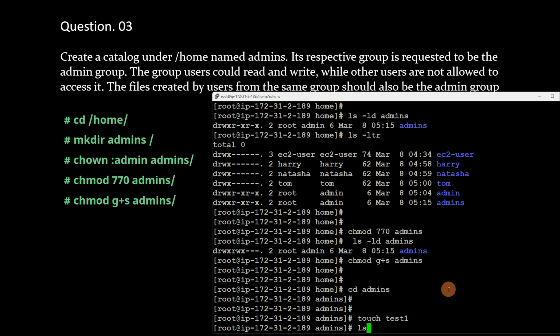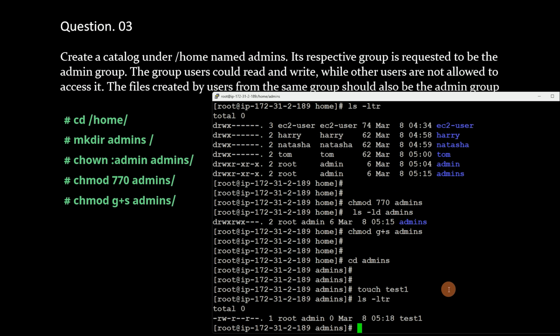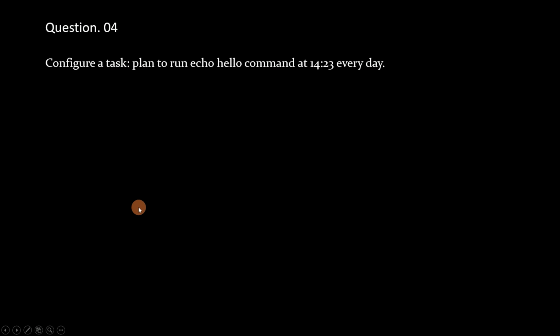Now ls -ltr. You can see I have created file test1 under admins, but the group owner of that is admins because we have set the GUID using g+s. Whatever file we create under admins now will be owned by the admins group. This is the benefit of g+s. So now our third question is completed. Let's navigate to the fourth question.